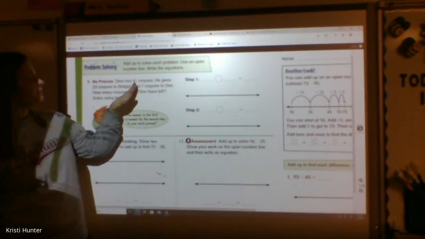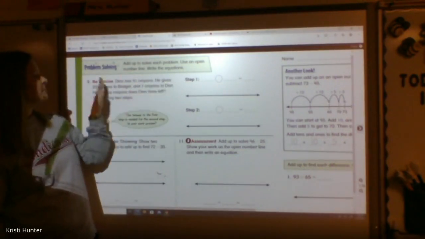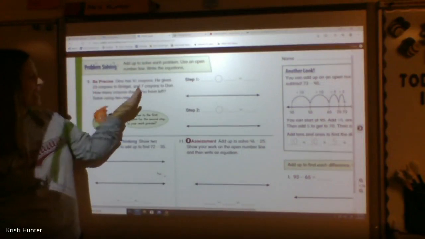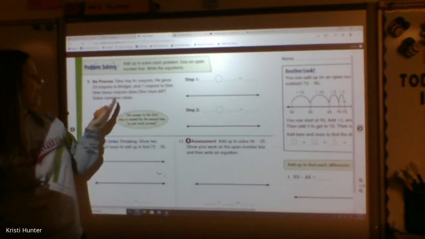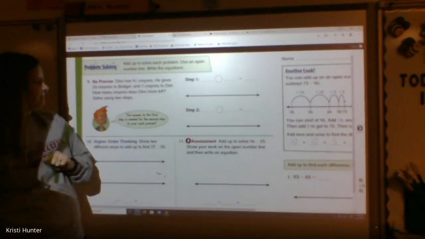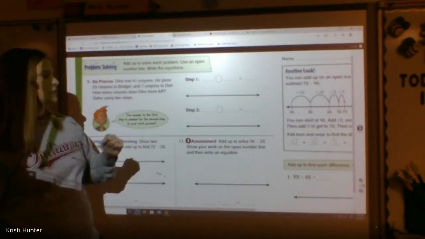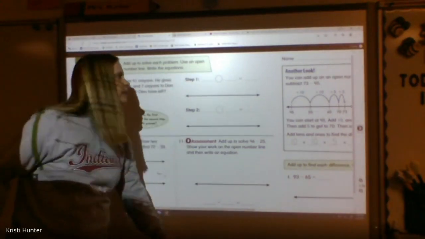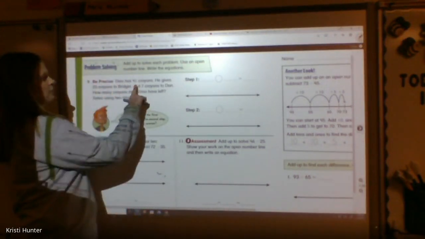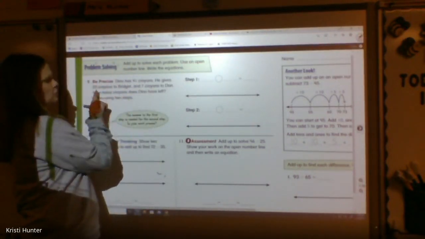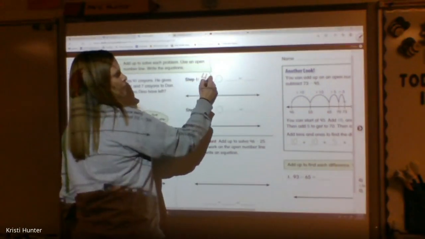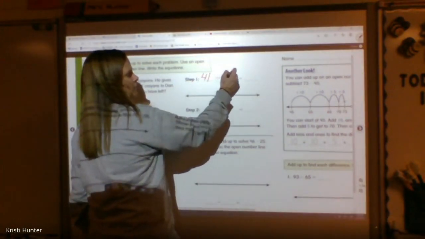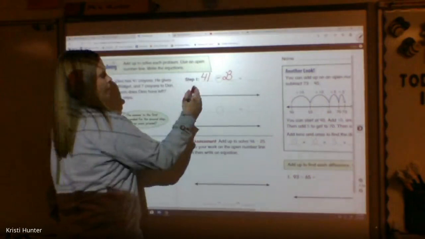It says Dingo has 41 crowns. He gives 23 crowns to Bridget and 7 crowns to Dan. How many crowns does Dingo have left? Use the 2 steps. So we're going to use our 2 steps here. So Dingo started with 41 and he gave away 23. So we're going to do 41 minus 23. Step 1.